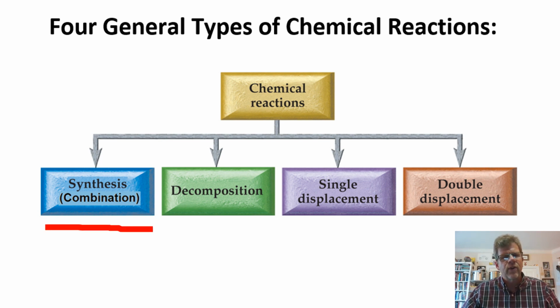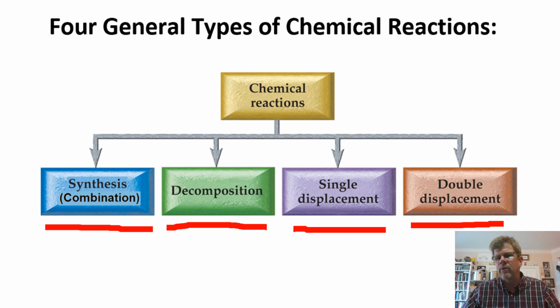Either a synthesis reaction, also known as a combination reaction, those are interchangeable. A decomposition reaction, which we're going to find is the reverse or the opposite of a synthesis reaction. A single displacement reaction and a double displacement reaction. We'll look at some examples of each. We're going to be able to look at a chemical equation of reaction and say, okay, that's a double displacement reaction, that's a decomposition reaction, and so on. So let's take a look at some examples of each of these, and we'll start with a synthesis, or if you like, a combination reaction example.